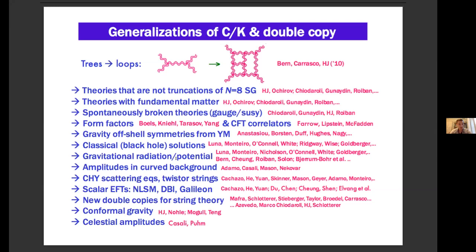There's work on amplitudes in curved backgrounds, also not so much, but with very promising results. And there's CHY, there's scalar EFTs. There's new double copies from string theory, which I will discuss. There's conformal gravity. Just a few days ago, there was a double copy for the celestial amplitude. So there's a lot of things happening.